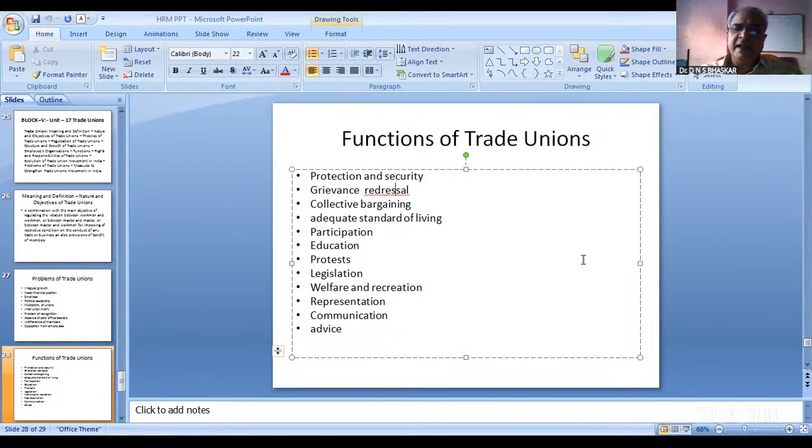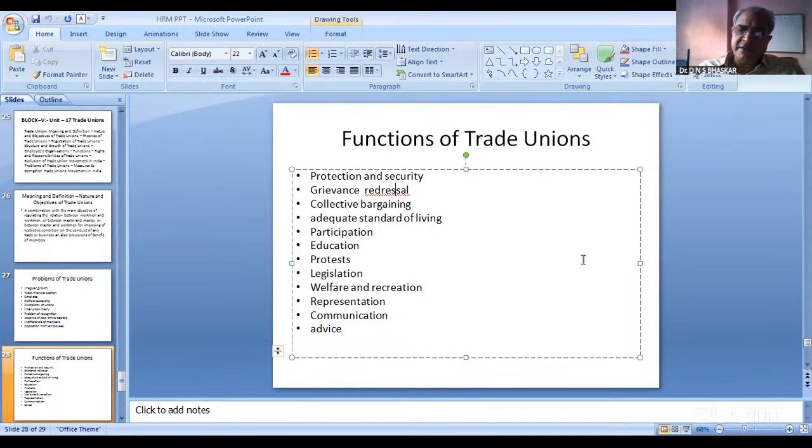They must have an ideology in that. And an adequate standard of living must be protected by the trade unions. When a person, along with his family members, must be able to lead a comfortable life, to that extent the wages must be paid. So that is one. Standard of living should be maintained at an adequate level.